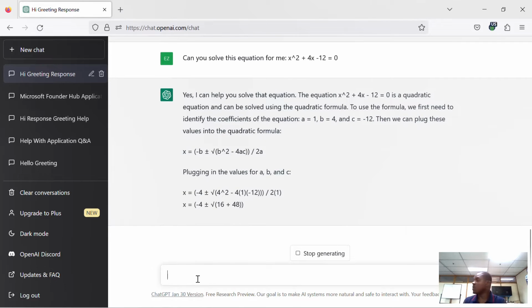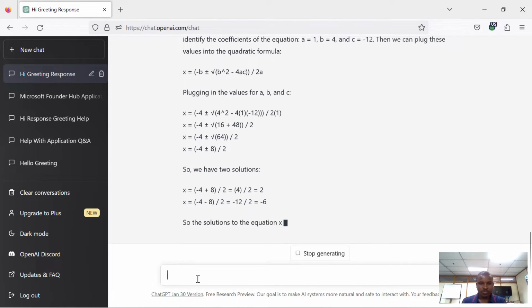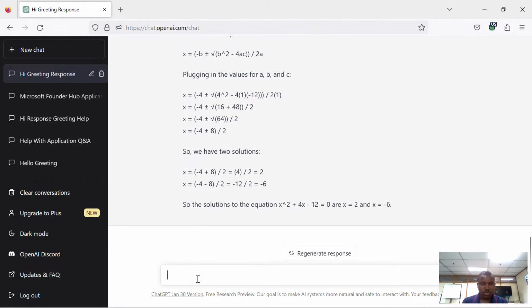So it is going to use the quadratic formula to solve this equation. You see, it is going to give us the solution. Let's see what you are going to get from this one. It's saying the solution to the equation x squared plus 4x minus 12 is equal to 0 is x is equal to 2 and x is equal to minus 6.